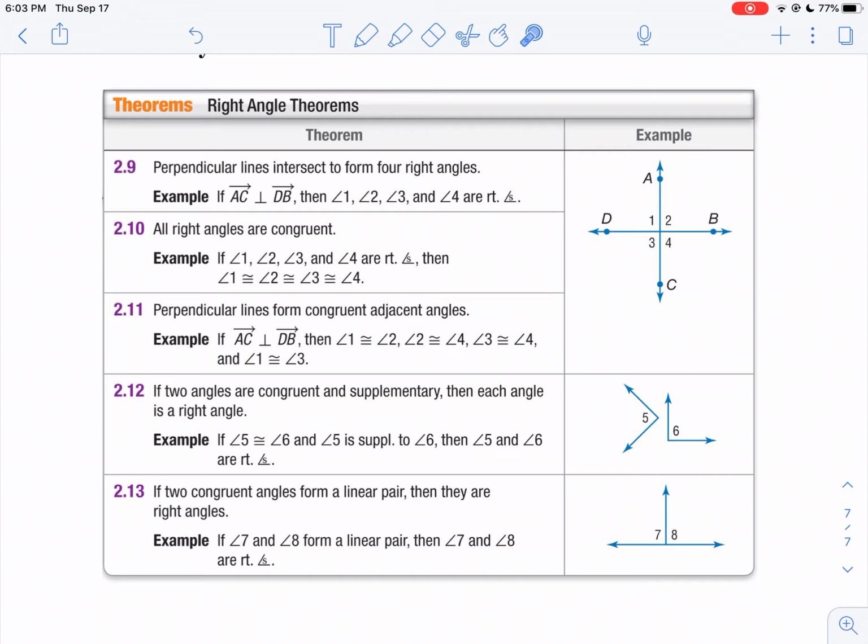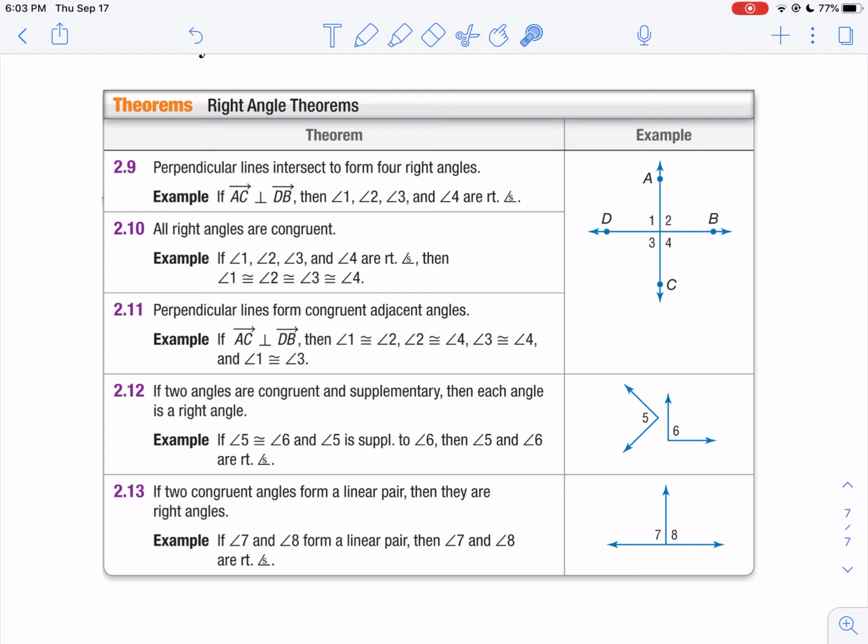Our fourth theorem: if 2 angles are congruent and supplementary, then we know each one is a right angle. So if I have 2 angles that are congruent, and then we know they add to 180, they're supplementary, that means they're each 90, because 90 plus 90 is 180.